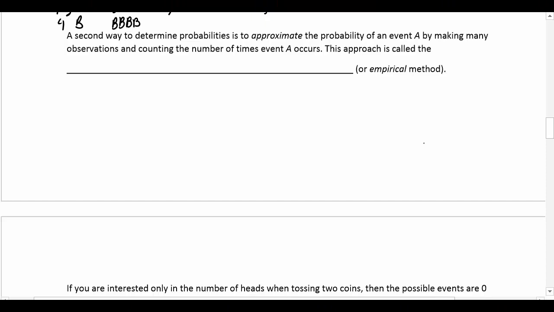Second way to determine the probability is to approximate the probability of an event A by making many observations and counting the number of times that it occurs. This approach is called the relative frequency method or empirical method. So let me write that out. Relative frequency method.